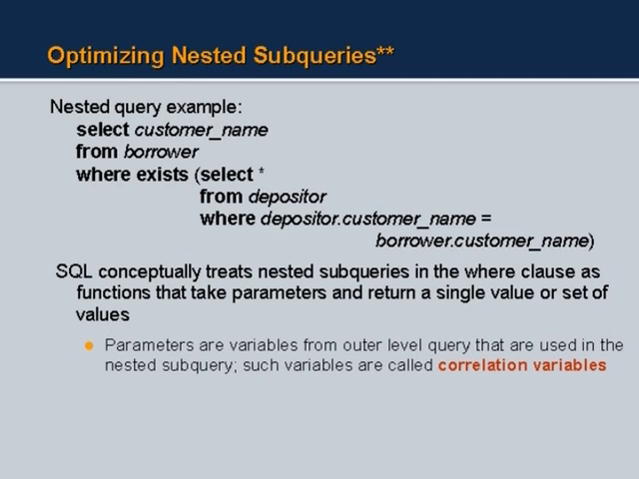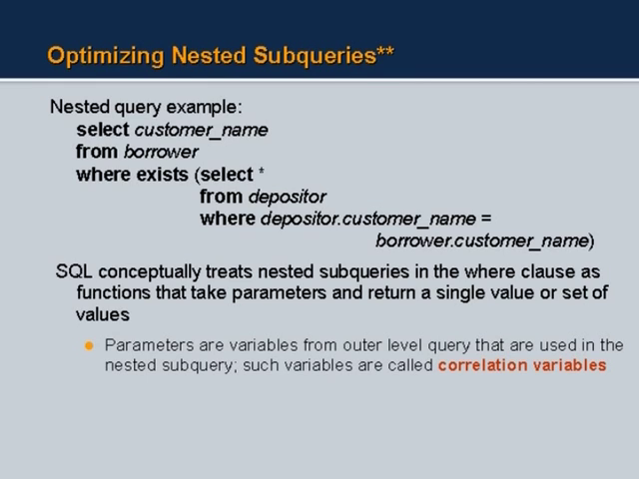So here's an example. We've seen this before, where you're selecting customer name from borrower, where exists select star from depositor, where depositor dot customer name equal to borrower dot customer name. What does this query give you? It tells you borrowers where there is another record in depositor with the same name. That is, customer names who have a loan and an account, both. And how many times does each customer name appear here? The customer name appears as many times as that customer has loans, as many borrower records with that customer name. So that is the result of this query.